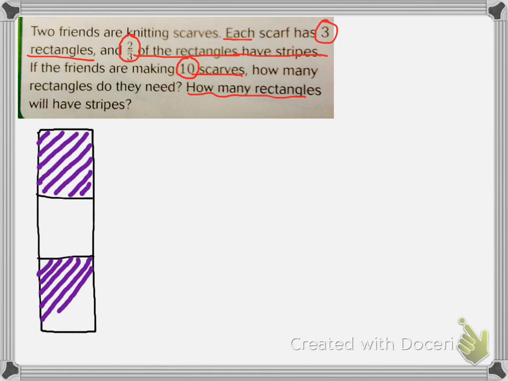I don't know, just me. I don't knit, so, or sew. I don't even sew buttons. I take them to the dry cleaners.